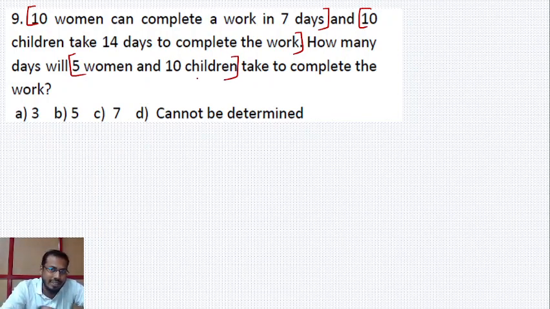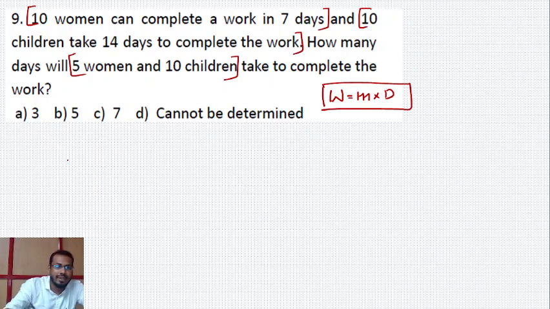Don't panic for these kinds of questions. It looks like a very big question, but it is very, very easy. We can write all these lines in a single equation. Okay, look at how I am writing this. Already we know the formula. Work is equal to men into days. Don't forget this. Okay, according to this I'm going to write now.